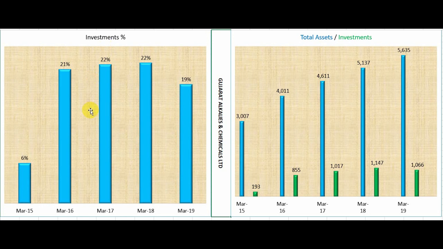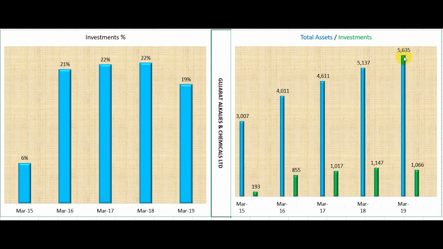And in the other case, if it has cash and it doesn't want to pay back the shareholders, then it can do investments and use the additional income to increase its net worth. From March 15, it was just 6% of the total balance sheet, but from 16 onwards, it has increased to a double-digit figure of around 21%, 22%, and 19% in March 19. So the investments are occupying approximately 19% of the total balance sheet.